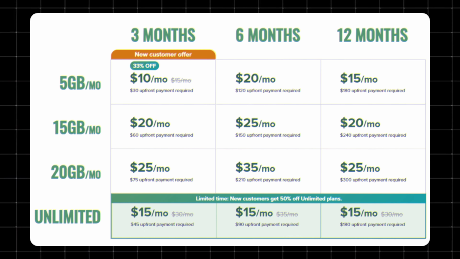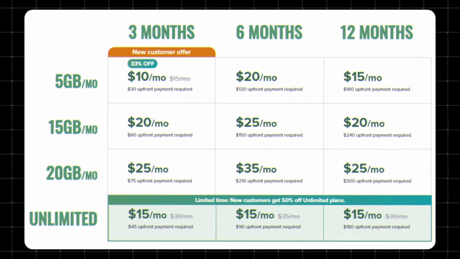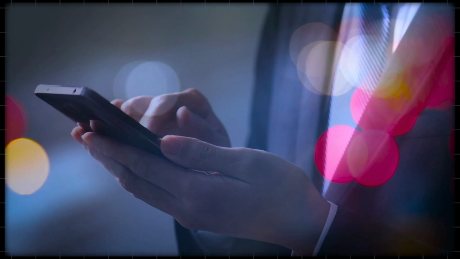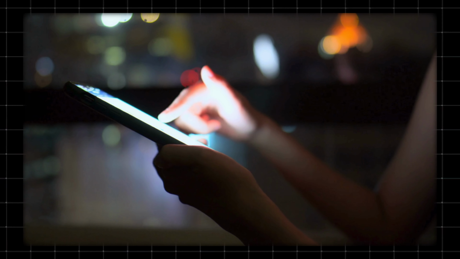Step 2. Choose your Mint plan. Mint offers 5 GB, 15 GB, 20 GB, and unlimited plans. You'll start with a 3-month intro price. After that, renew for 3, 6, or 12 months. Longer plans cost less per month. Choose based on your real data usage.